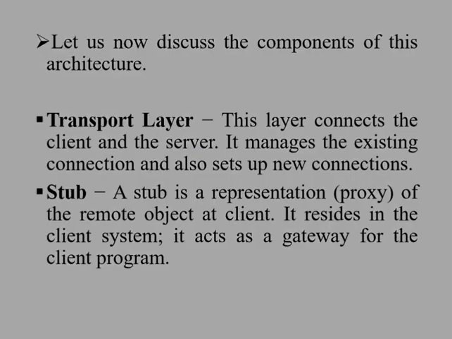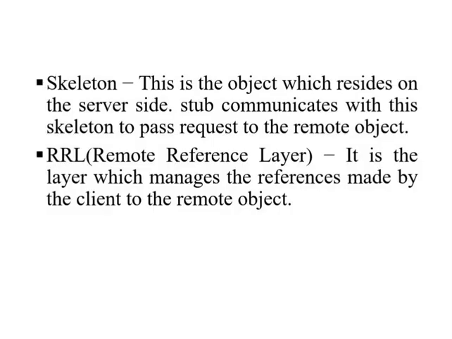Then next topic is working of an RMI application. The following are the items that perform the operations of an RMI application. When the client makes a call to the remote object, it is received by the stub, which eventually passes this request to the RRL. When the client-side RRL receives the request, it invokes a method called invoke of the object remote reference. It passes the request to the RRL on the server side.